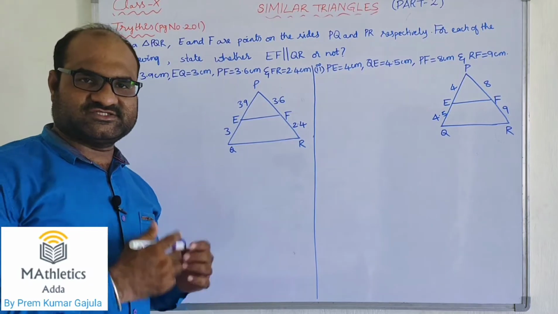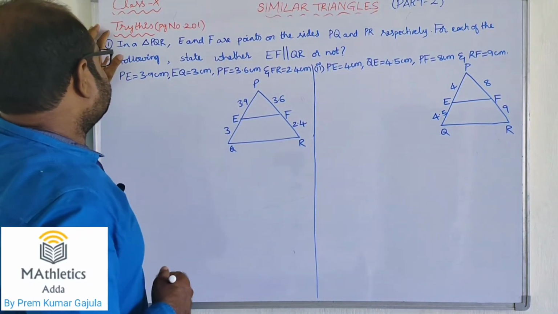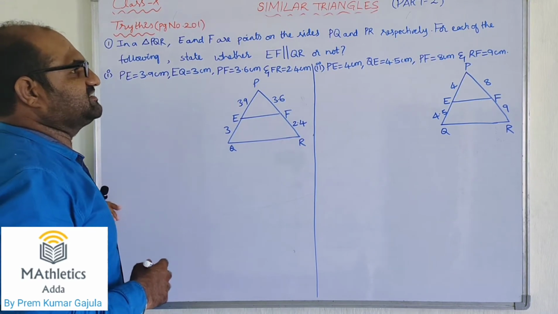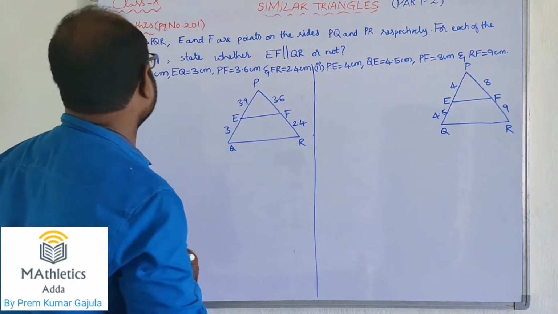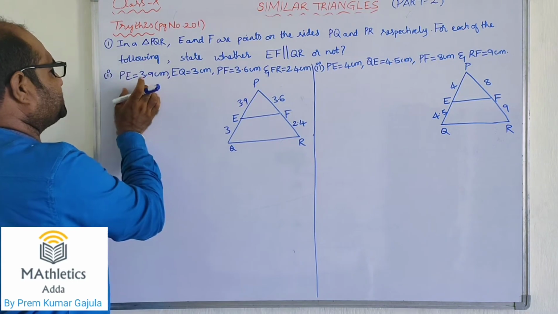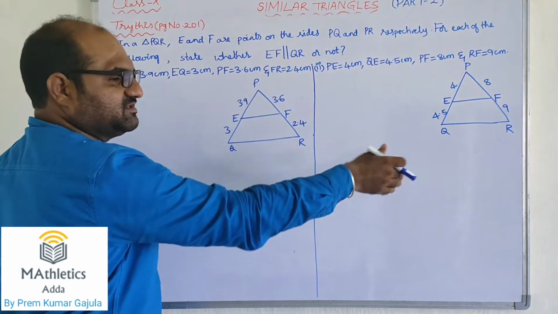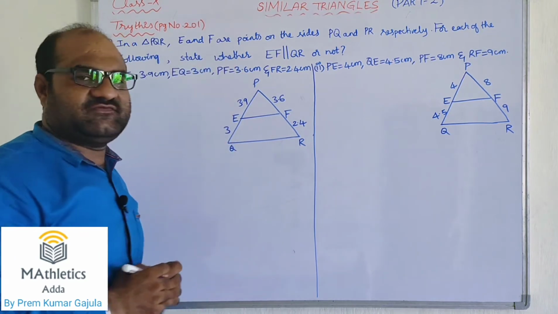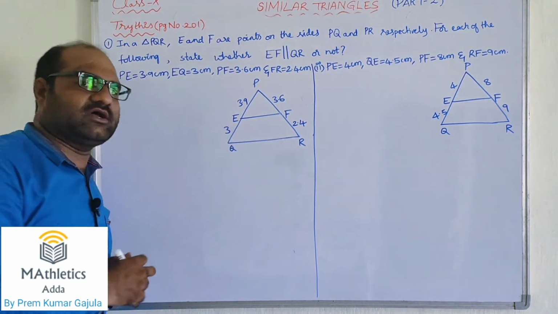Now let us look at the next question. Try this, page number 201. In triangle PQR, E and F are points on the sides PQ and PR respectively. For each of the following, that means some statements are given, question number 1, question number 2 and question number 3, state whether EF is parallel to QR or not.